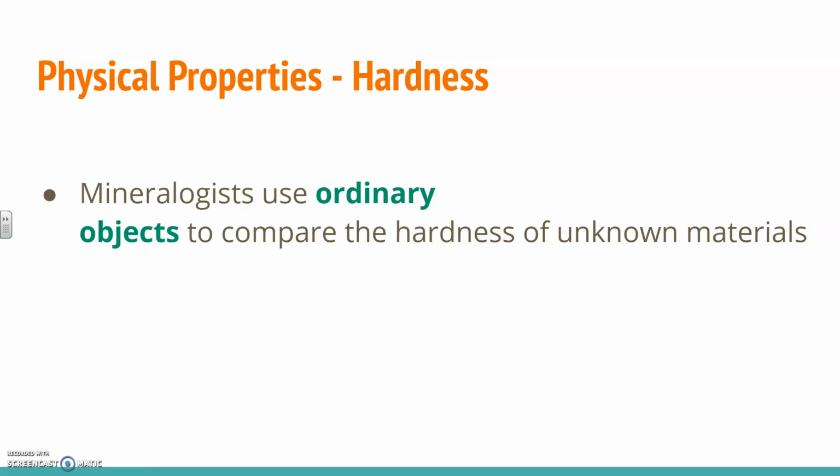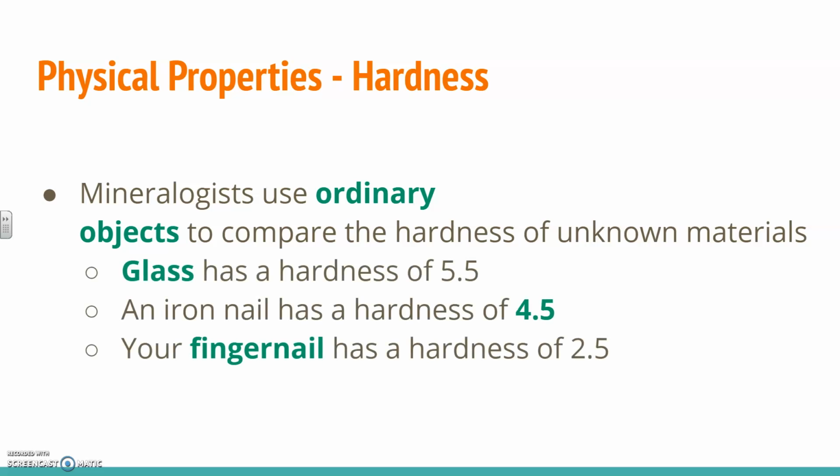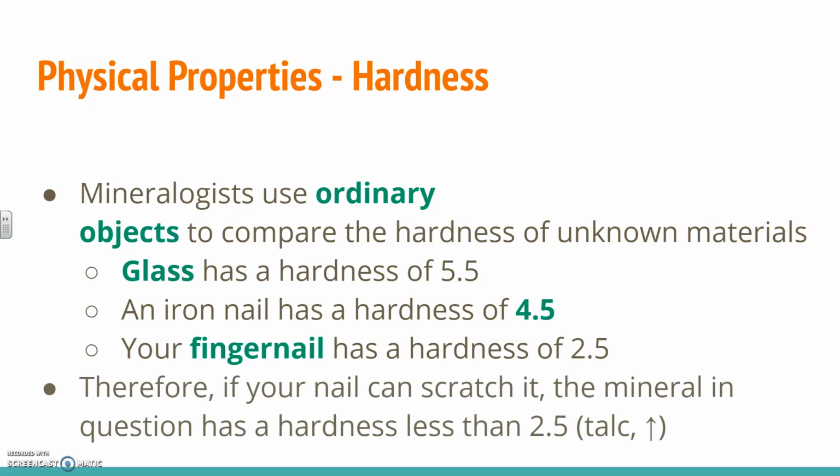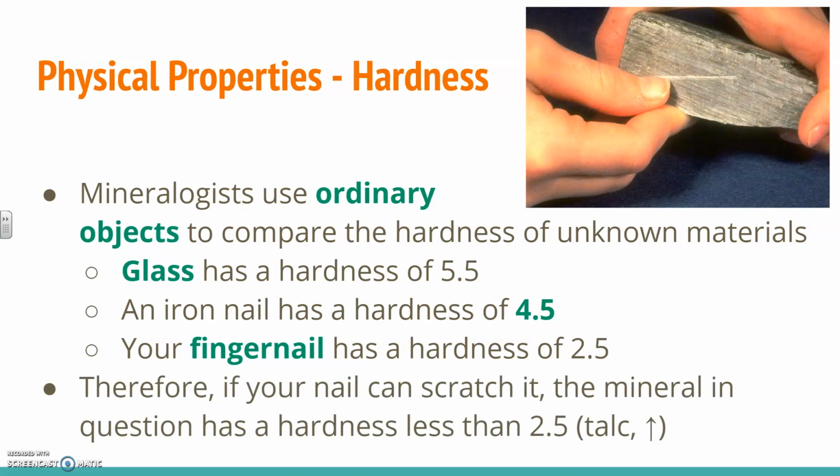Mineralogists use ordinary objects to find the hardness of known materials. I kind of already told you this on the last slide. So glass has a hardness of 5.5. So if I scratch something up against glass and it leaves a nick, that means it's at least harder than 5.5. An iron nail is 4.5, your fingernail is 2.5. So therefore, if your nail can scratch it, your thumbnail or fingernail, the mineral in question has a hardness of 2.5 or less. So that includes talc or gypsum.